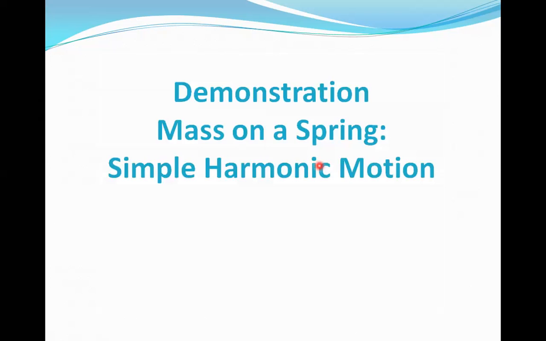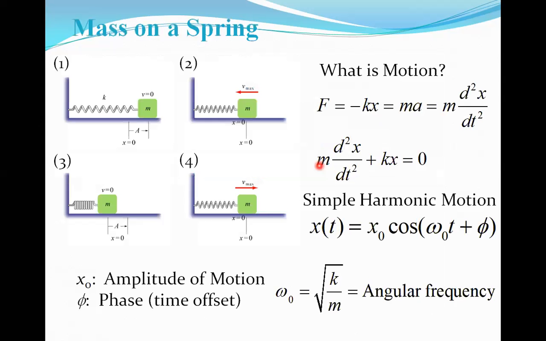Let's have a demonstration, mass on spring. We will see how the LC works with respect to simple harmonic motion. So let us see this mass on spring. Here, if you observe, this mass is attached to a spring where the velocity is 0. So this position we can say is the inertial position.